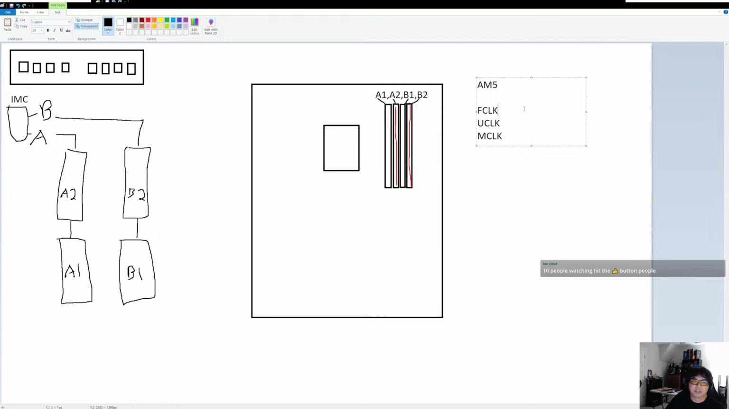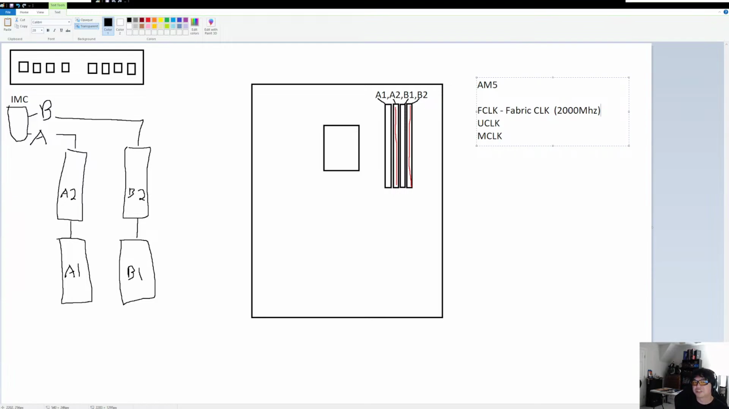The F-clock is the fabric clock. You can think of this as the Uncore frequency, and this is typically 2000 megahertz. What I have found from my own testing is that if you try to push the fabric clock above 2 gigahertz, or 2000 megahertz, you don't really change much at all in terms of performance. So 2000 is really the sweet spot.